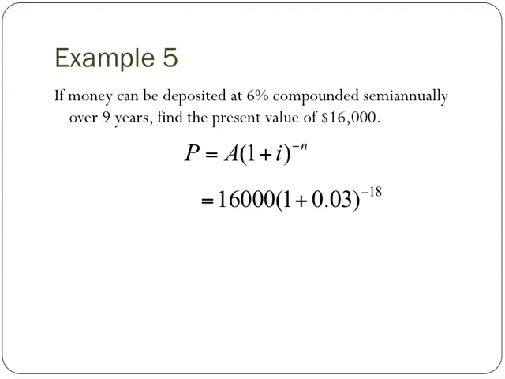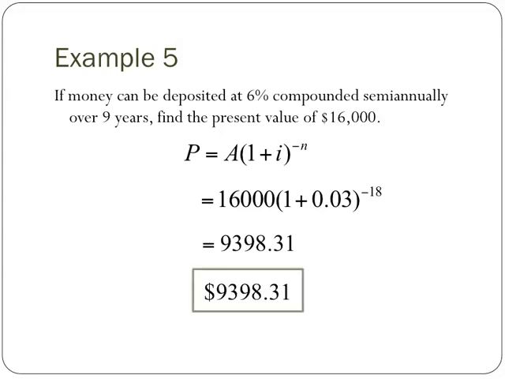Then, N, remember, represents the number of times it's compounded altogether. You know it's compounded semi-annually, which means it's twice per year, and this is over 9 years, so N is equal to 18. Once you have that all filled out, we simplify this and we get $9,398.31. So in order to reach $16,000 with this rate, with this compounding over 9 years, you're going to have to invest $9,398.31.